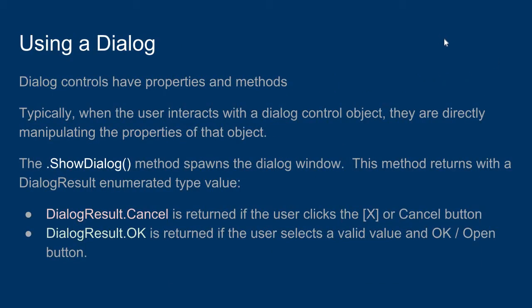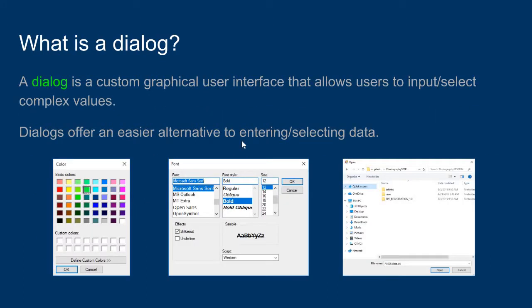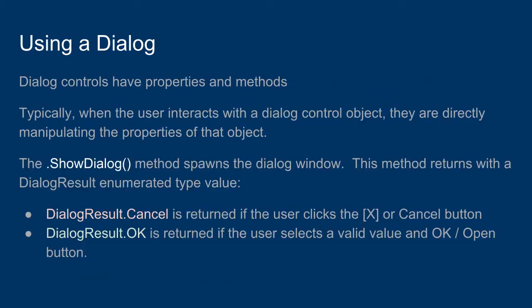So, using a dialog. Dialog objects have both properties and methods. Typically, when you are interacting with a dialog object, you are manipulating the properties of that object. If I go back to the previous slide, the color dialog object has a color property associated with it. When the user selects different colors, they are changing the color property value of this dialog. The font dialog has a font property, and as the user is selecting different values in the dialog, they are changing the font property of this dialog. And for the open file dialog, there is a file name property, and as the user is selecting different file names and file paths, they are actively changing the file name property of the open file dialog. So as the user is interacting with the dialog, they are changing the properties of that object.